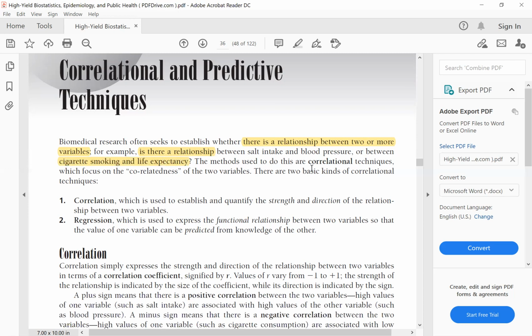The methods used to do this are correlational techniques, from the word correlation, which focus on the correlatedness of two variables. There are two basic kinds of correlational techniques. One is known as correlation. The second one is known as regression. Correlation is used to establish and quantify the strength and direction of the relationship between the two variables, whereas regression is used to express the functional relationship between the two variables so that the value of one variable can be predicted from knowledge of the other. So it's about prediction of the other one.